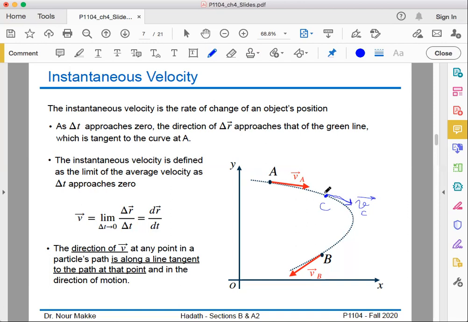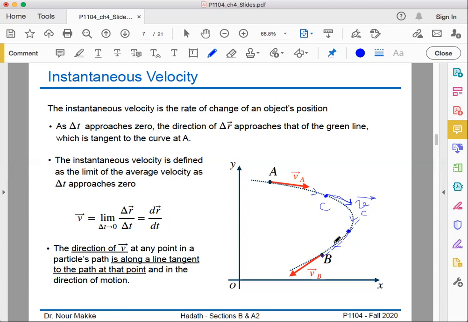So if you take another point like in here, the particle, let's say it's moving in this direction, like this on this curve. If we want to draw the instantaneous velocity at this point, first of all, we draw the tangent to the curve at this point, and then we see in which direction the particle is moving.